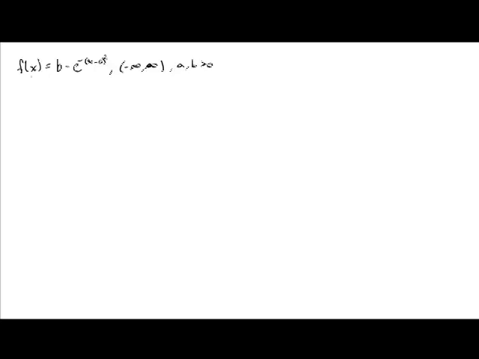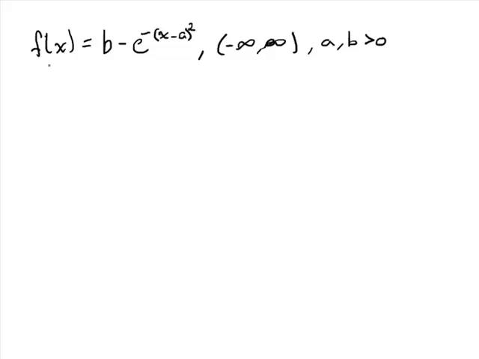So in this video, we want to find the optimal values of the function f of x equals b minus e to the negative x minus a, the quantity squared, over all reals, where a and b are just constants greater than 0. So we're going to do our normal steps.